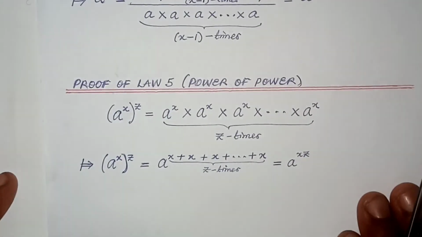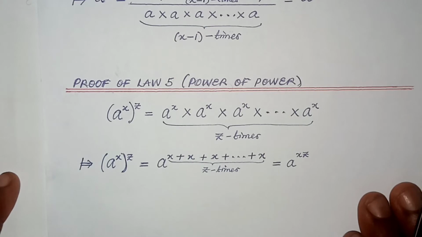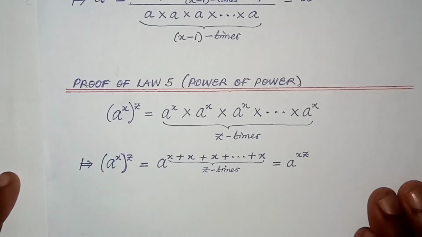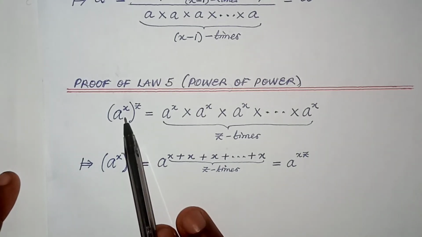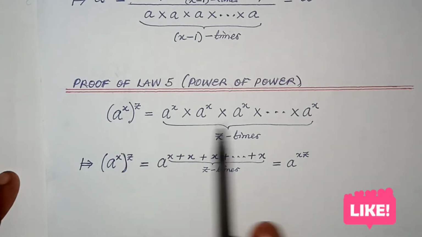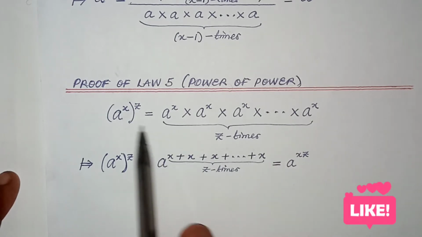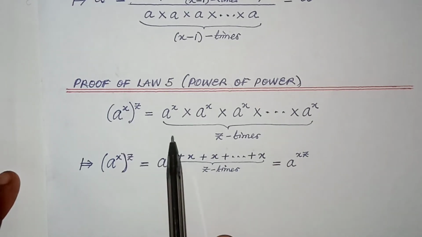Now let's go to law number 5. In law number 5, power of power, what we want to do is to show that the law a raised to power x, all raised to power z, is equal to a raised to power x times z. So let's see. All we have to do is to write a raised to power x in expanded notation z number of times.